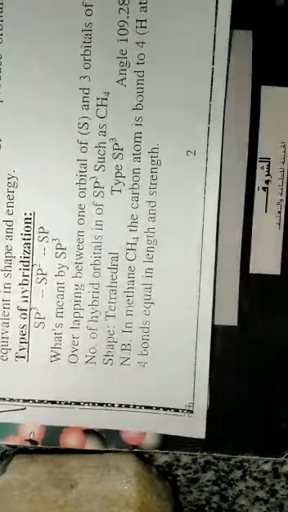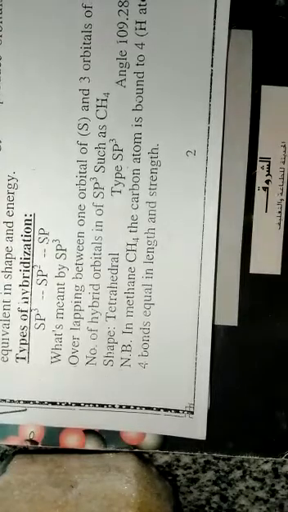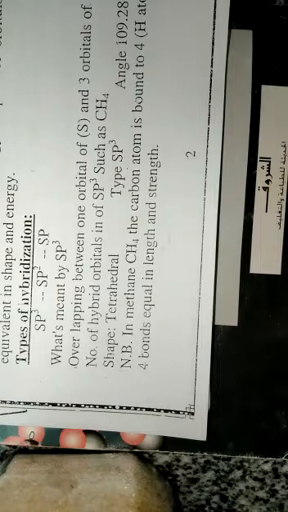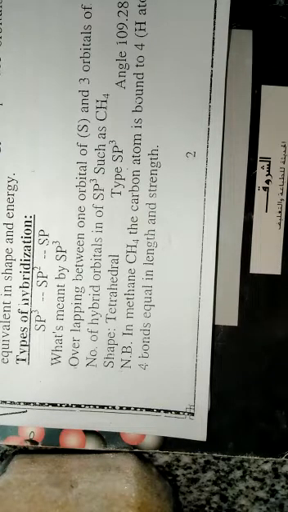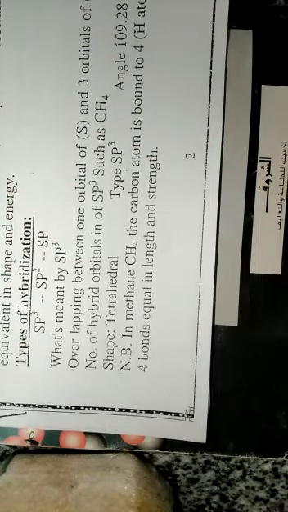Valence bond theory explains the formation of the covalent bond as a result of overlap of atomic orbital of one atom with atomic orbital of another atom to form one orbital. Hybridization has 3 types: sp3, sp2, sp.